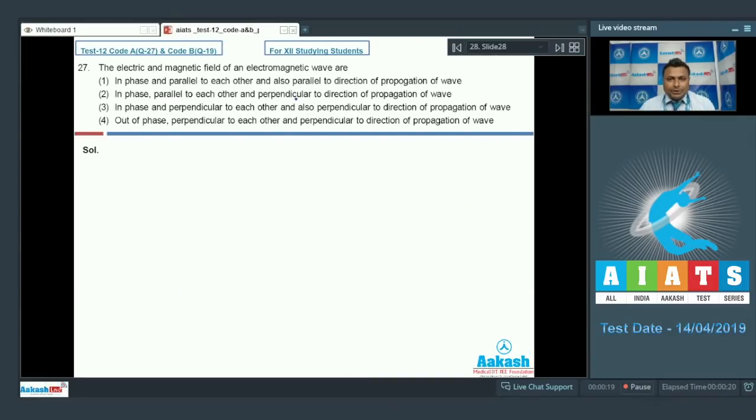So here is question number 27, everyone. The electric and magnetic field of an electromagnetic wave are in phase and parallel to each other, and also parallel to the direction of propagation of wave. In phase, parallel to each other and perpendicular to the direction of propagation of wave. So the question is actually talking about the direction of electric and magnetic field in an electromagnetic wave.